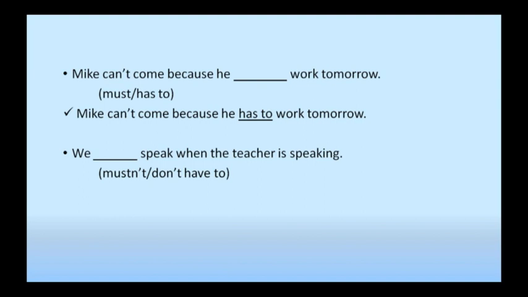The next sentence is, we speak when the teacher is speaking, and the options are mustn't and don't have to. The modal we should write in this sentence is mustn't. We mustn't speak when the teacher is speaking.